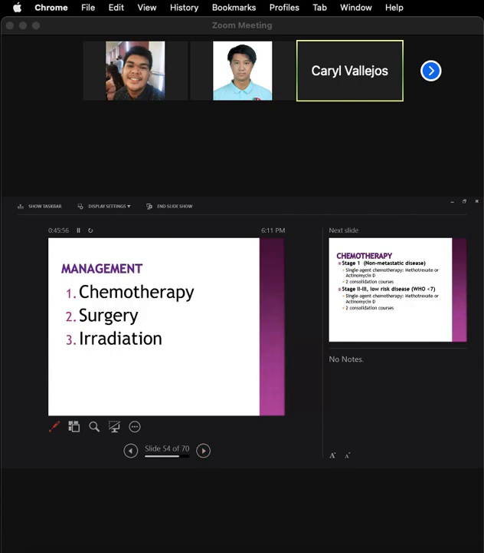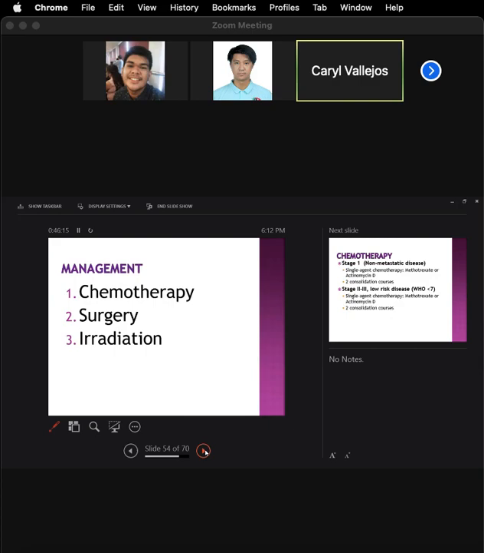So the mainstay in the management of gestational trophoblastic neoplasia is still chemotherapy. Chemotherapy pa din. Surgery and irradiation, they are adjunctive. That is to help your chemotherapy. But the chemotherapy is the mainstay in the management of the GTN.